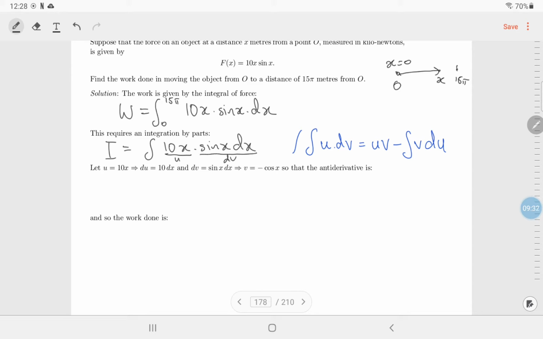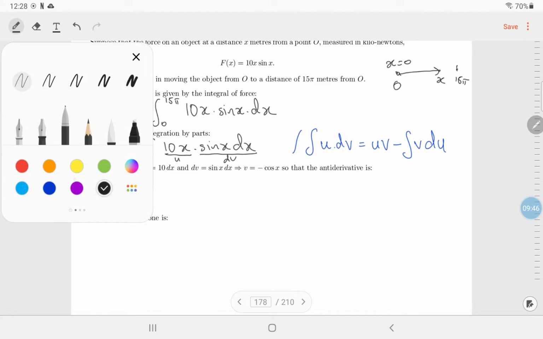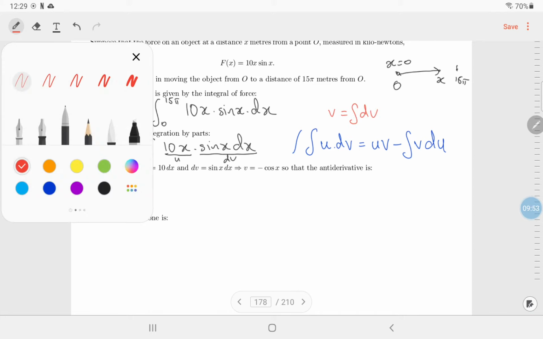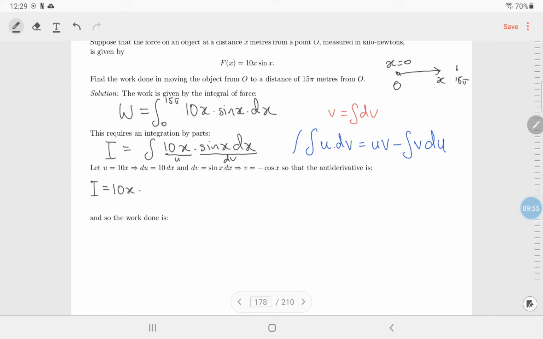Okay, so look at the formula. We want I equal to u, which is 10x, times v. So how do we get from dv to v? Well, we remember that v is the antiderivative of dv, or the integral of dv is probably more accurate, but whichever way we think about it. So we need to anti-differentiate sine of x. You go into your tables and the antiderivative of sine of x is minus cos of x. Now when we're multiplying by a negative, we should use a bracket like that.